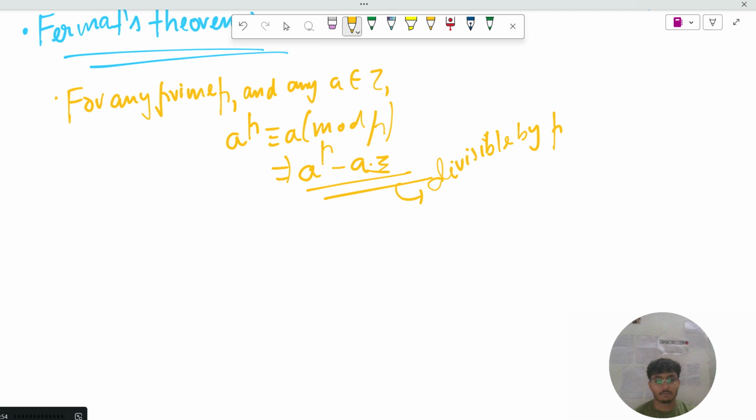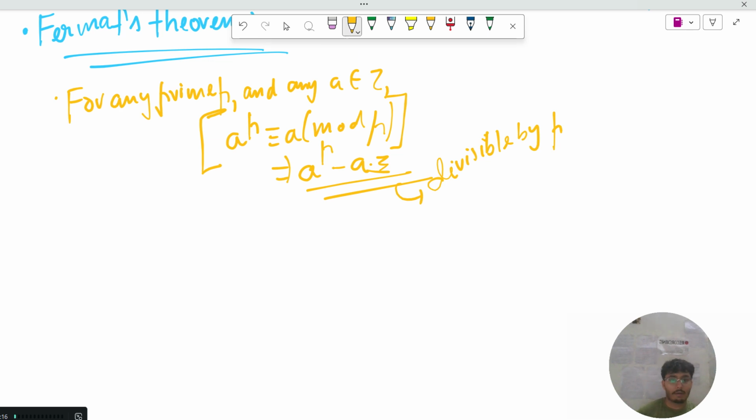What does Fermat's theorem say? I'm just gonna bracket it out for your better understanding. So this is what Fermat's theorem is.